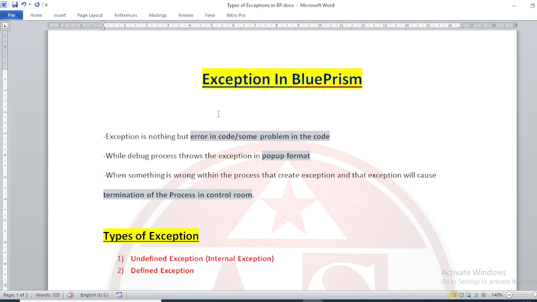So in today's video, we are going to see exceptions in Blue Prism. What are the types of exceptions? All these concepts we are covering in today's video. First we will start with the definition of exception.